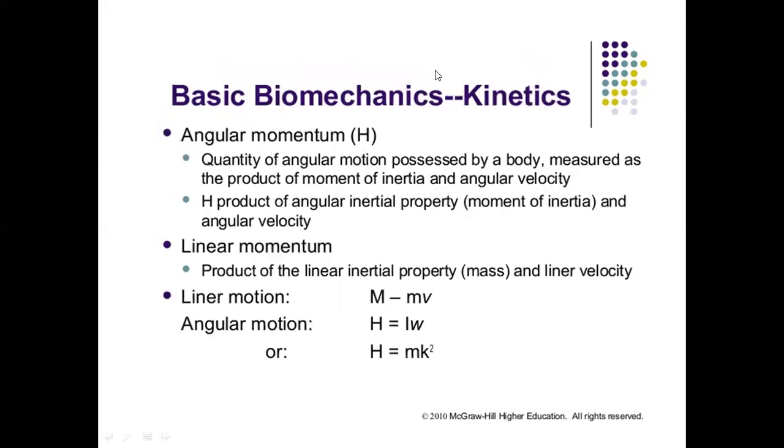Next is angular momentum. Here we can say it is the quantity of angular motion possessed by a body, measured as the product of moment of inertia and angular velocity. It is denoted as H, and H is the product of the angular inertial property, that is moment of inertia, and angular velocity. Linear momentum is the product of the linear inertial property, mass, and linear velocity. Here you can see these formulas.